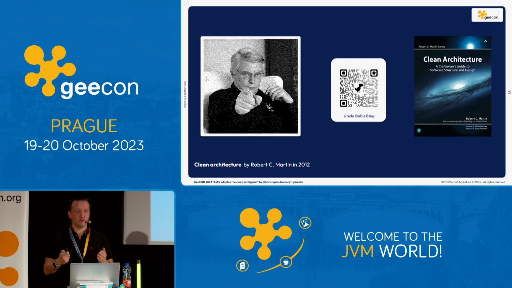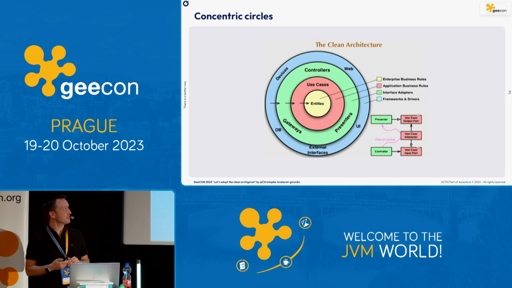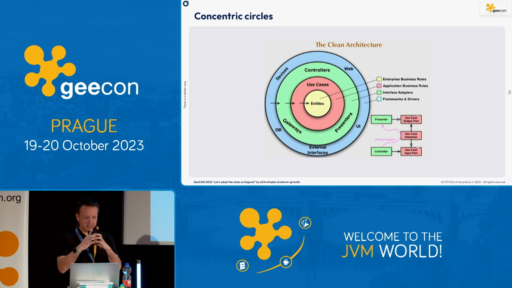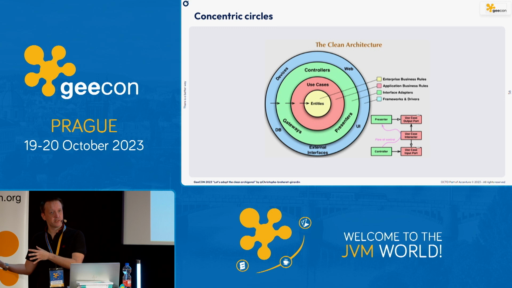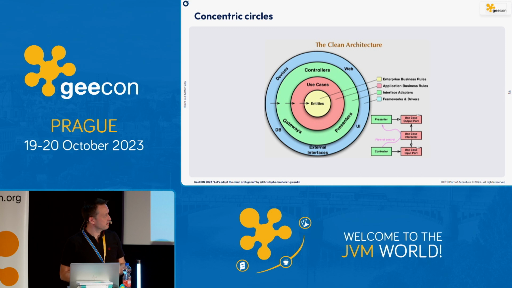Okay, it's this. It's not a hexagon, it's a circle. The goal is the same. Inside, entities, you have your business, and your use case is the port to access the business, and then you have the controller that is the adapter to call the use case, and the use case is calling the database through a gateway. And then you have a little schema on the right. Nobody understands it.